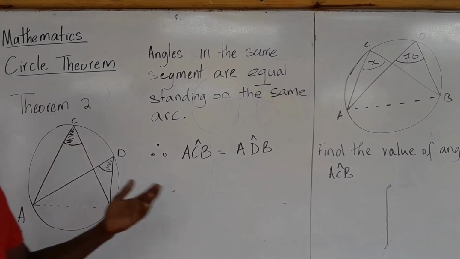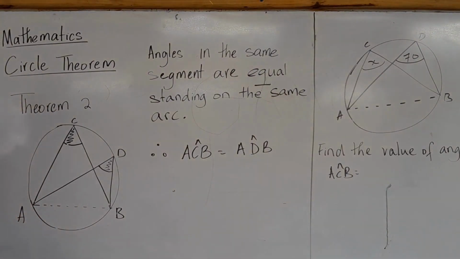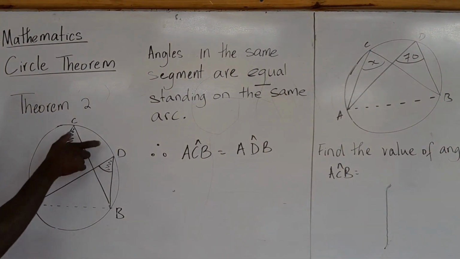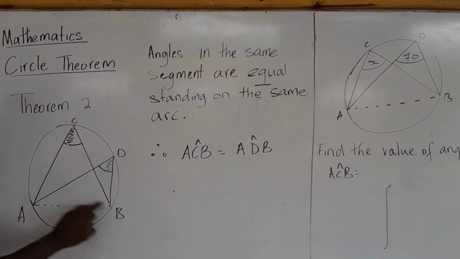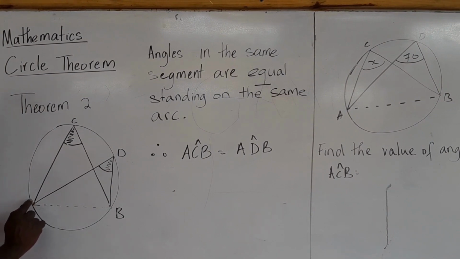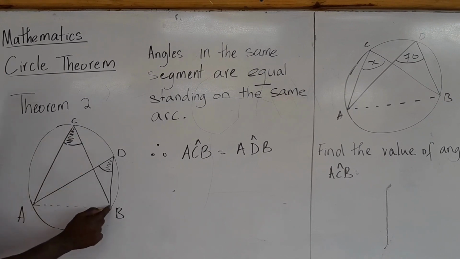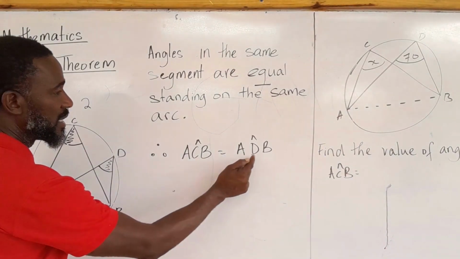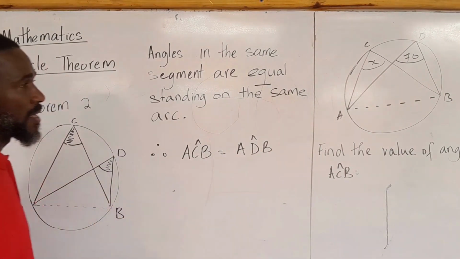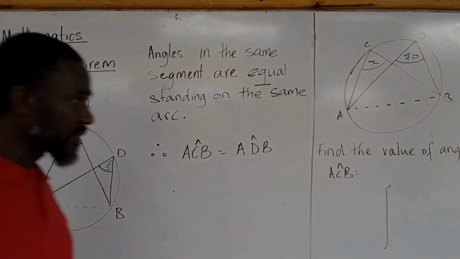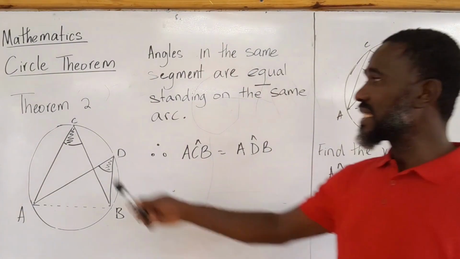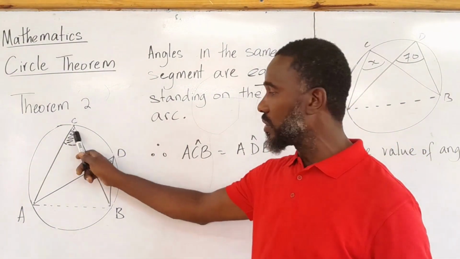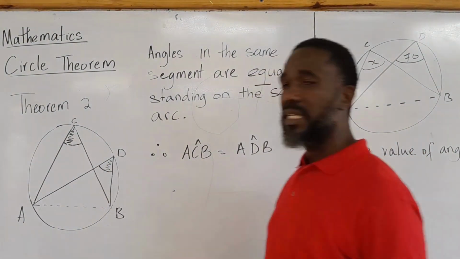So what the theorem is basically saying is that if we have two angles that are in the same segment and they are standing on the same arc, meaning they start at the same starting point and end at the same end point, so we have ACB and ADB, then angle ACB is equal to angle ADB. So basically, whatever the size of angle C is, the size of angle D would be the same thing.